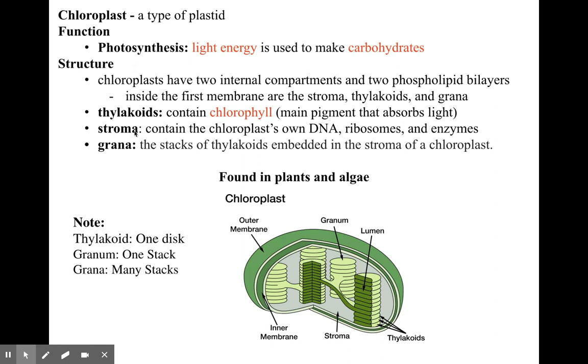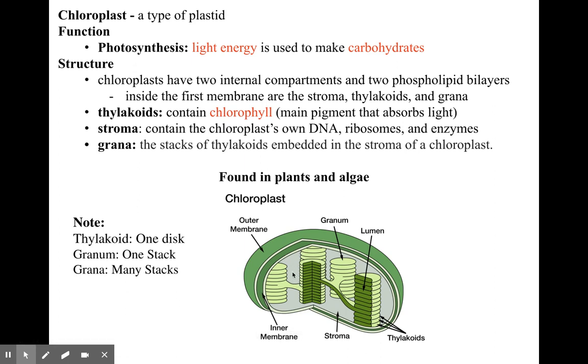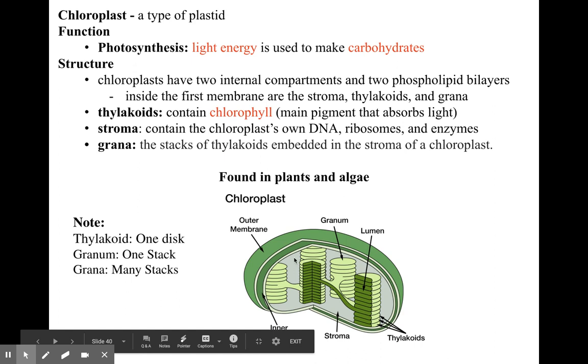The stroma is where we find the chloroplast has its own DNA, its own ribosomes, its own enzymes. So it's very similar to the mitochondria in that it's a little cell inside of a cell. So the stroma is in here. It's like the cytoplasm of the chloroplast. So that's the special name for it.